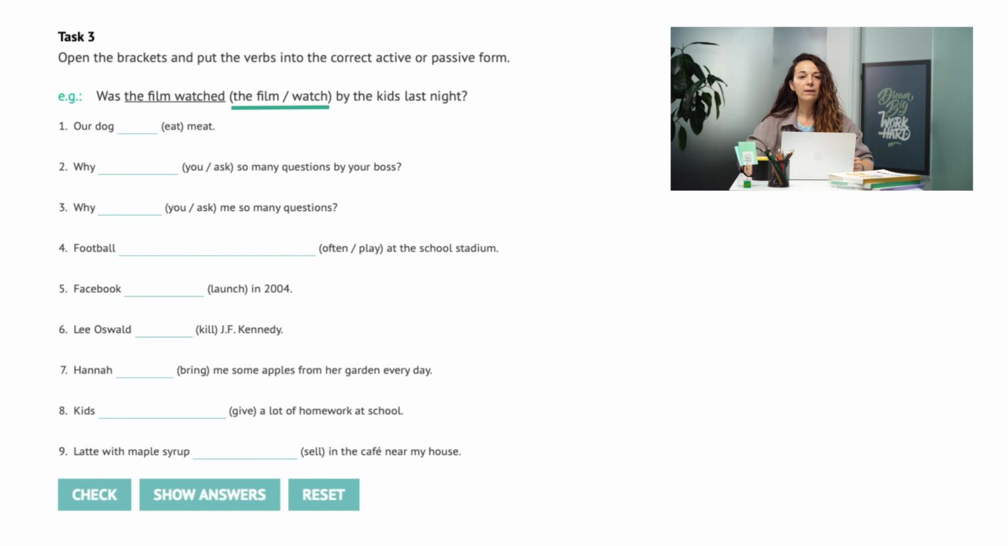We need to use the film watch. We have by the kids in the sentence, so it tells us we need to use passive form of the verb. Also, let's ask ourselves, can the film watch anything? Definitely not. So it has to be the passive voice. Was the film watched by the kids? Let's have about 7 minutes for this task. Please don't check the task when you finish.